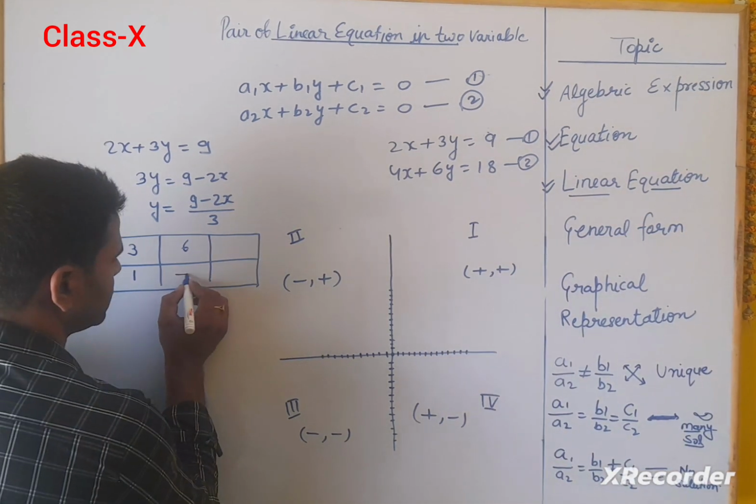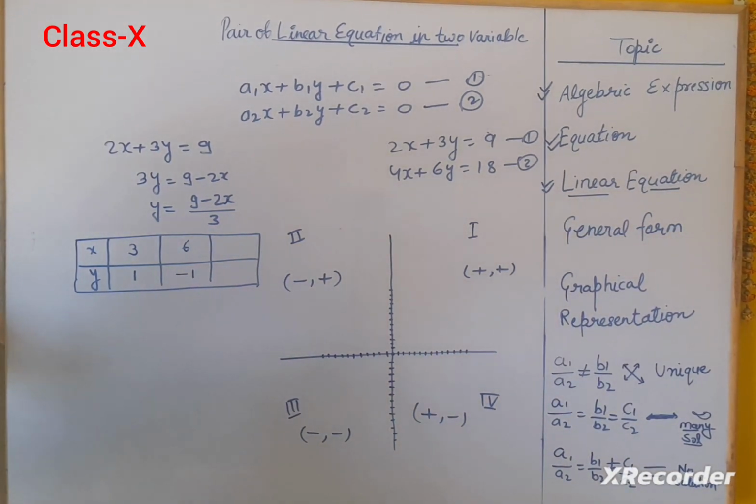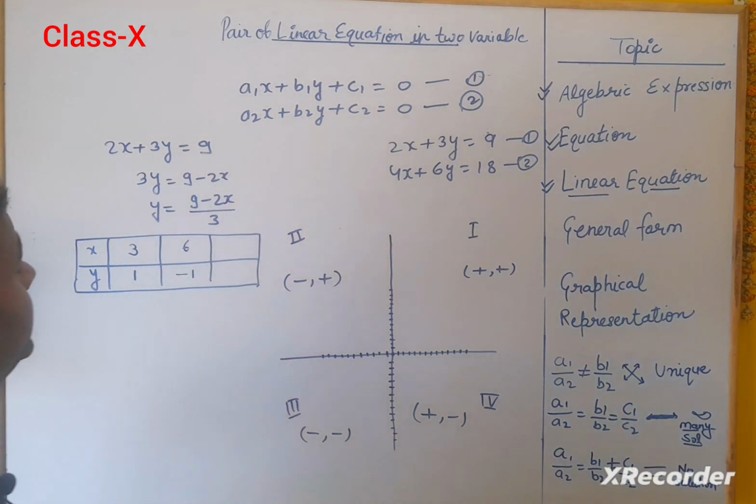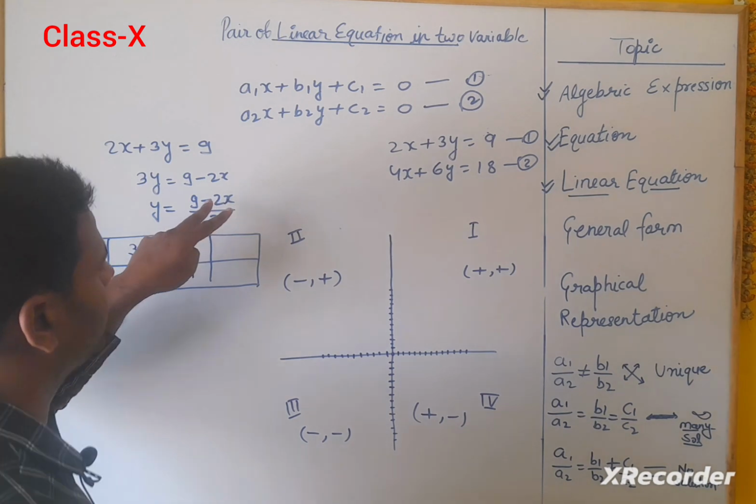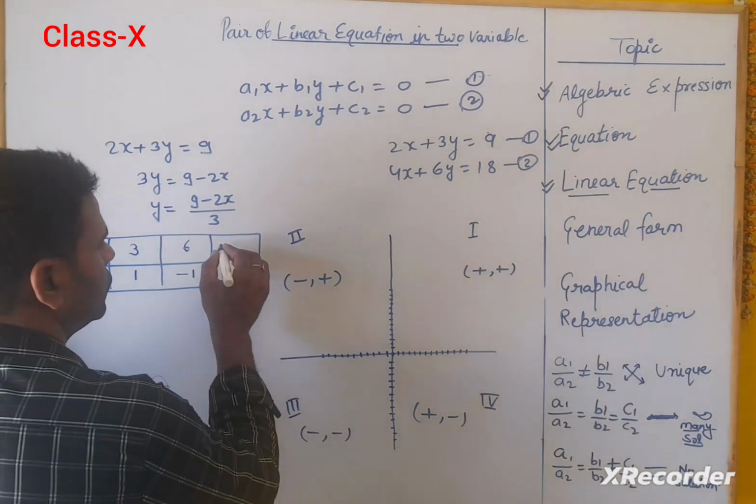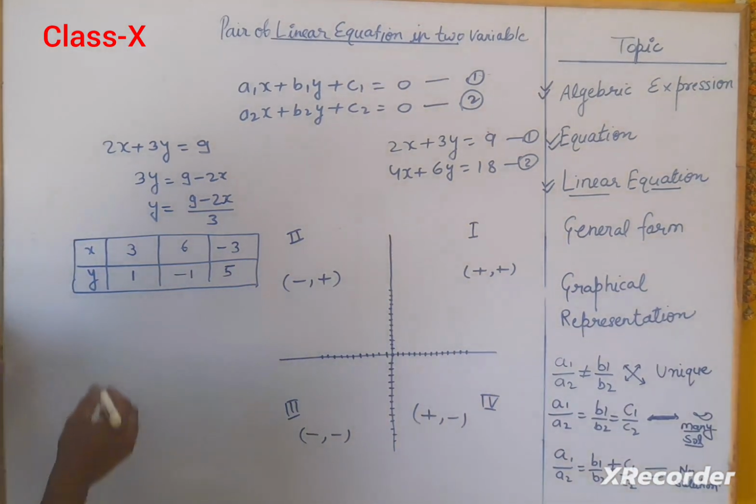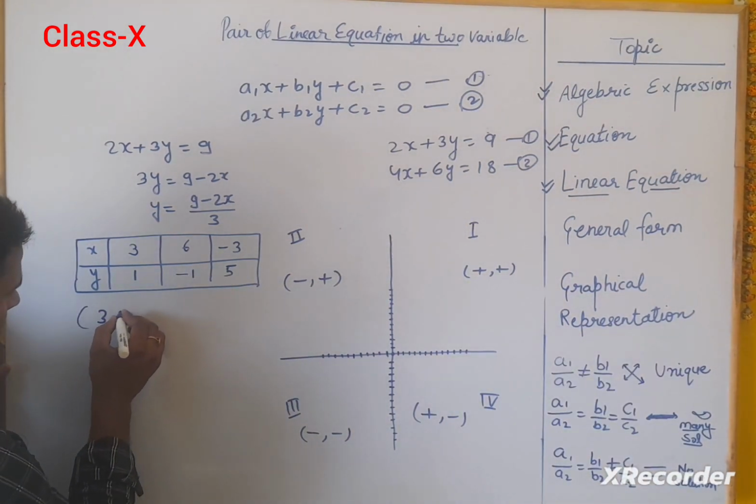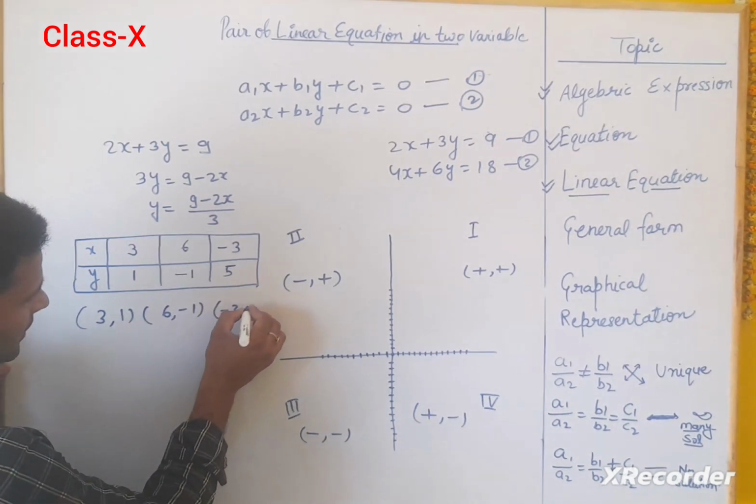The value of y should be minus 1. Similarly, if we are going to talk about the minus 3, it means minus 3 minus 2 plus 6, 9, 6, 15. So that becomes 5. So what is the quadrant? We can say that it is 3, 1, 6, minus 1 and minus 3, 5.